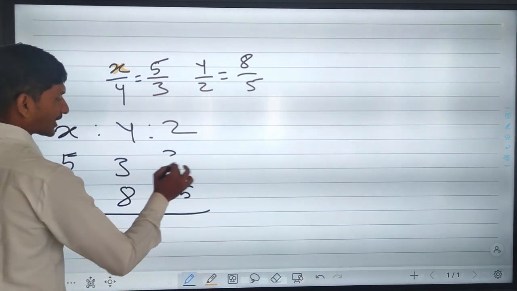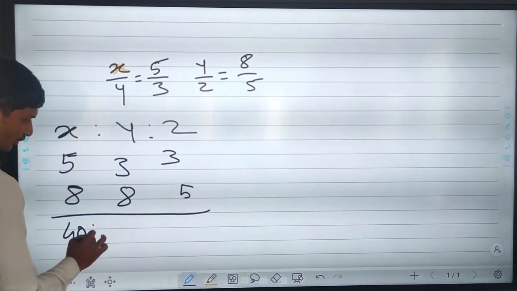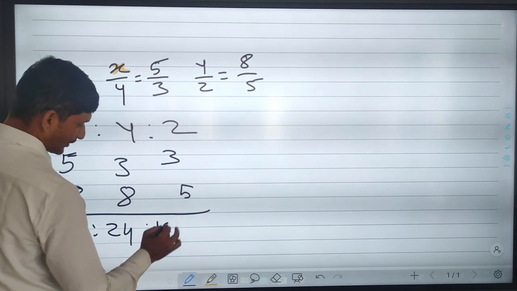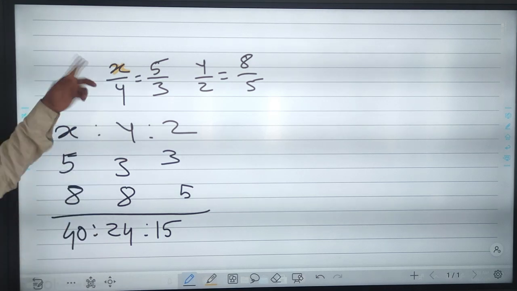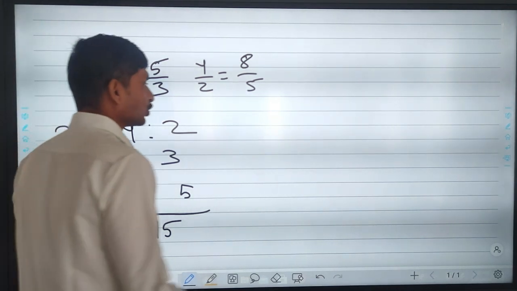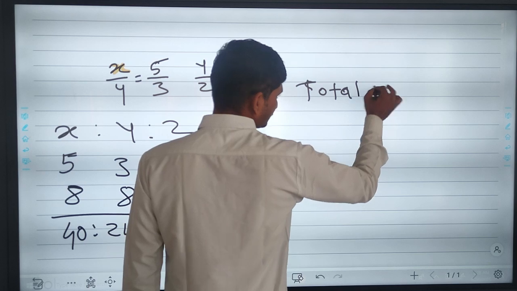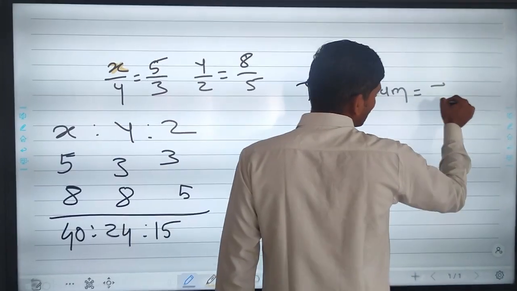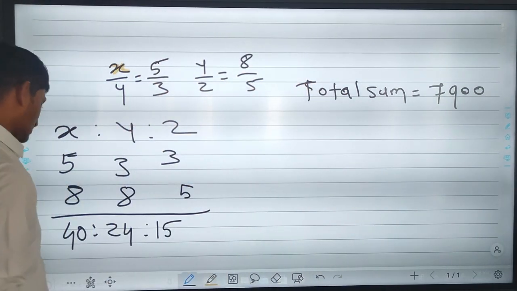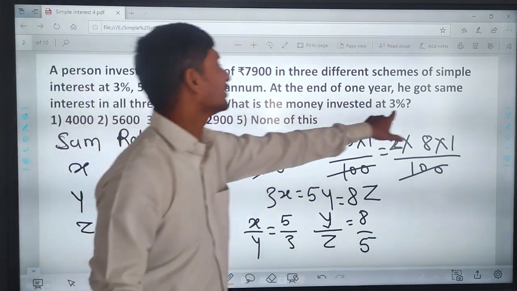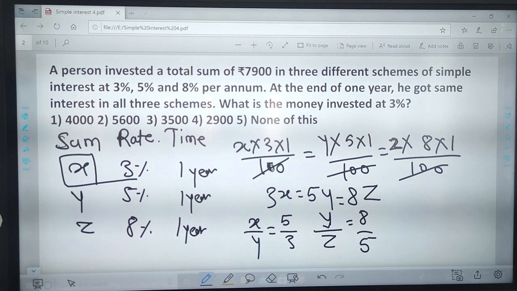Now here, 3 continues here, 8 continues here. Now here we write 40, 24 and 15. This is the ratio of sums invested at those rates. Now here the total sum is 7,900. Your total sum is 7,900. Then we find what is the money invested at 3%. Then we find the value of x.